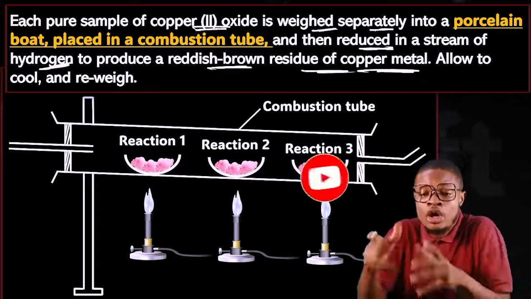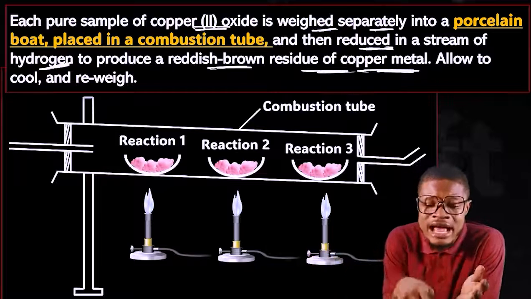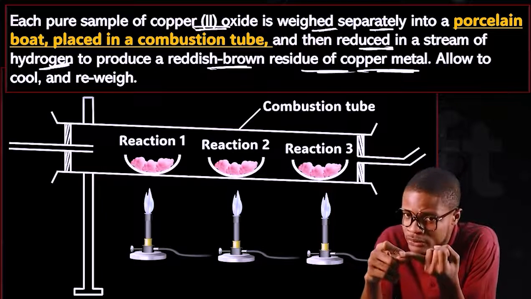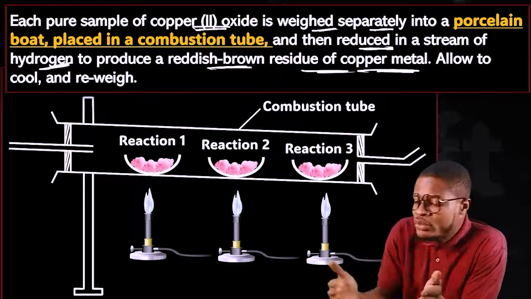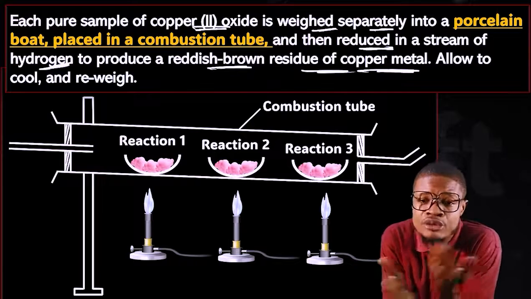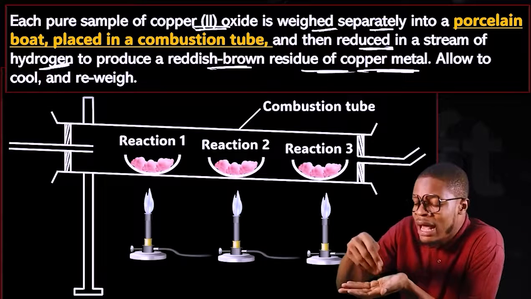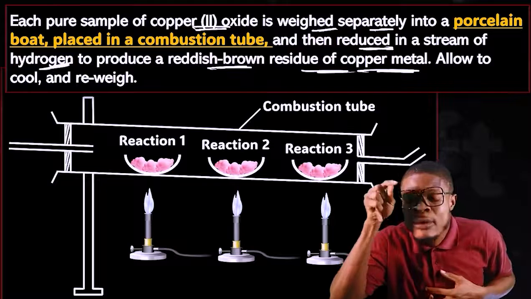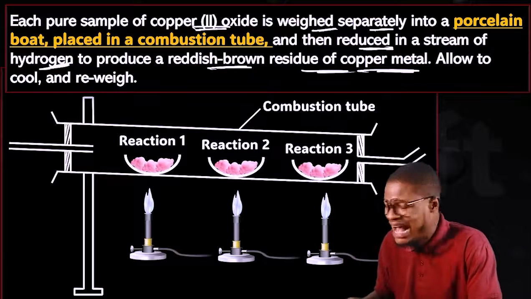Listen to me. All the reaction 1, reaction 2, reaction 3. What do I have there? My pure samples of my black copper(II) oxide. I'm now going to be adding hydrogen to it. And we said that the addition of hydrogen to a substance is called reduction. If I'm adding hydrogen to it, that is reduction. And what will happen? That hydrogen that is added will reduce that pure sample of black copper(II) oxide into your copper metal.